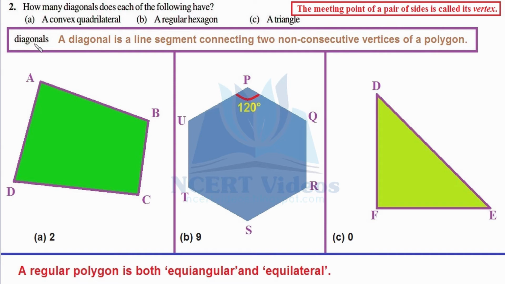And now let's try to construct diagonals and find the total number of diagonals. So let's try to construct diagonals from vertex A. We have shown we cannot connect A and D. That would be a side itself. So we are going to connect A and C. That would be something like this. So we have constructed one diagonal.